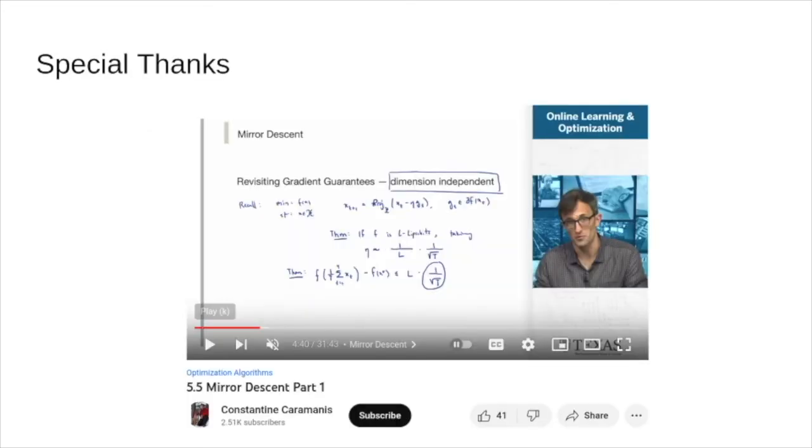Besides the textbook, or monograph, which was really great, special thanks to Konstantin Karamanis' YouTube videos, which really helped me understand this a lot better. And he's got a whole convex optimization textbook to go through if anybody who's watching is interested.